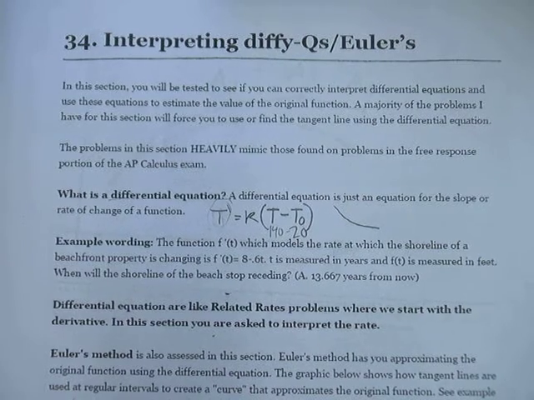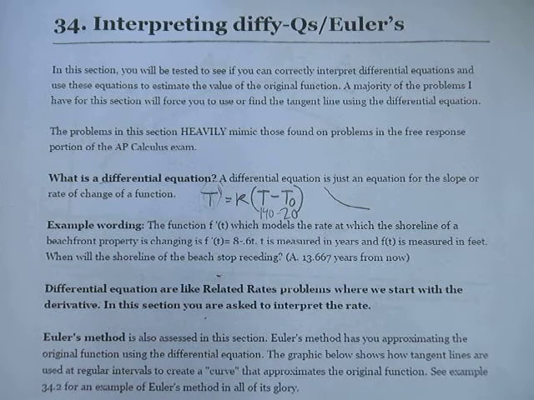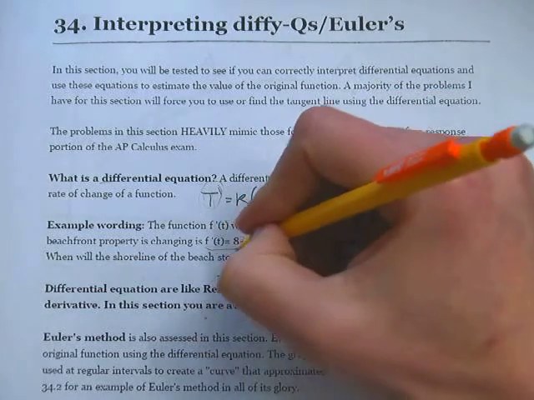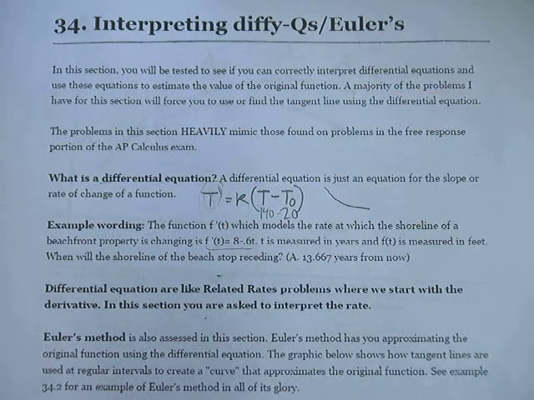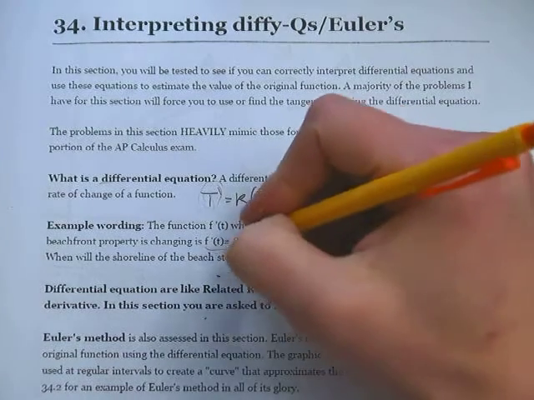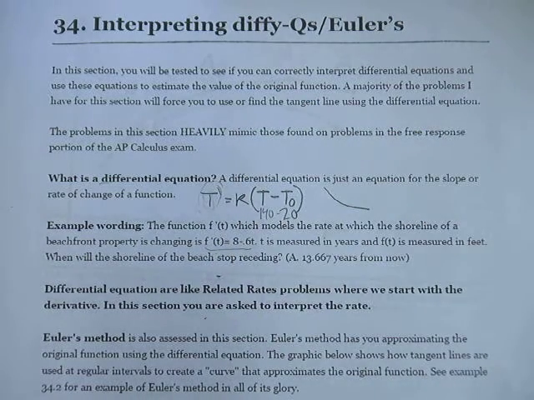So our first question is actually really similar to a free response question from a few years ago. There's a function which relates the rate at which the shoreline of a beachfront property is changing, and they give us the equation. They ask, when will the shoreline of the beach stop receding? It stops receding when the expression switches from positive to negative, because as long as it's positive, it's receding, since this is measuring the rate of receding.